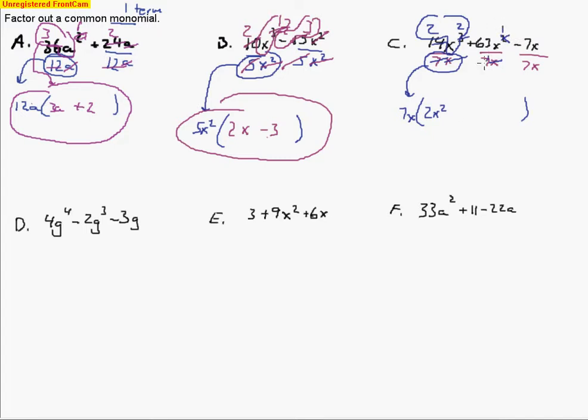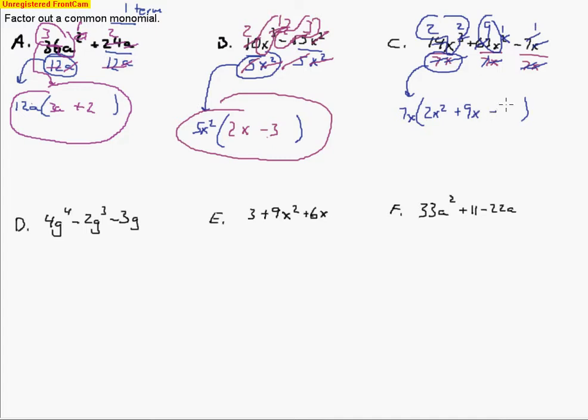And 7 goes into 63 9 times. So 9x is what we have for the next term there. And 9x times 7x makes 63x squared. Last one here. X cancels out this x. 7 goes into 7. So we're left with 1 left over.